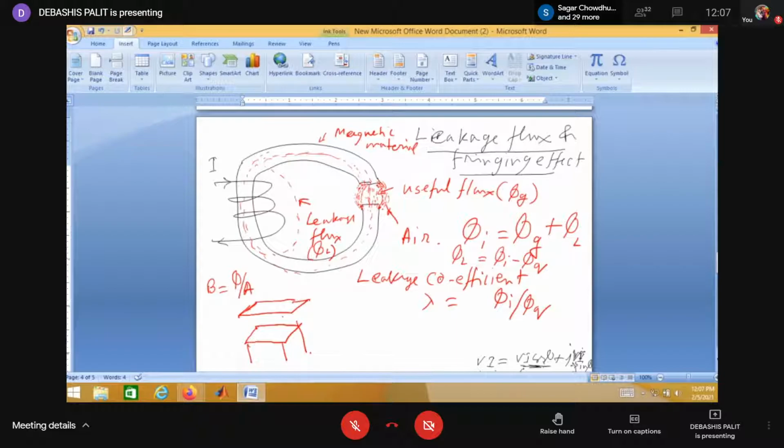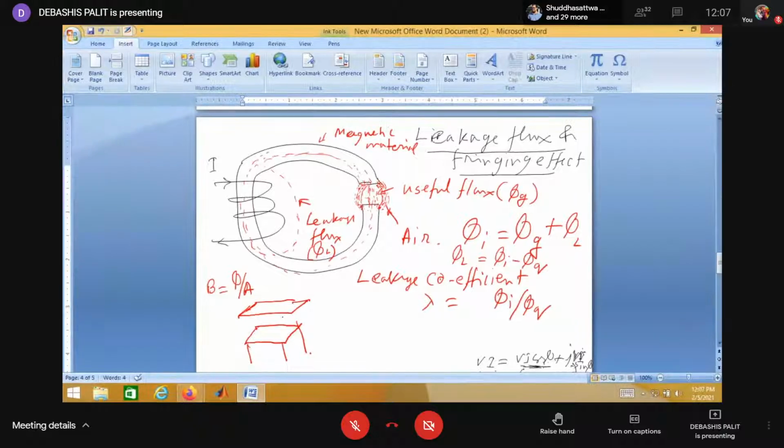Even vacuum also, there you have to consider a permeability that is 4 pi times 10 to the minus 7 Henry per meter. So since flux can flow through air, there is a leakage flux. You understand my point? Unless there is a flux leakage, you cannot create flux linkage with another coil.